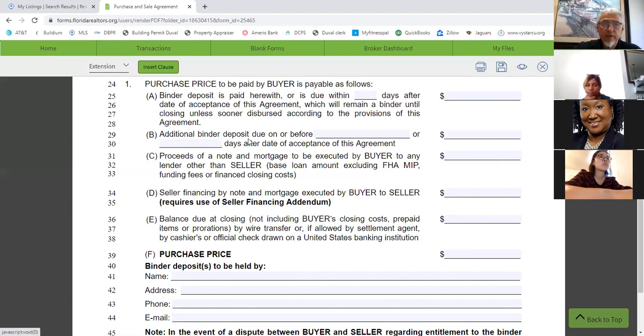Now, additional binder: in some cases, you're going to pay additional monies after something happens. Maybe after you get loan approval, you're going to pay additional monies. You would put that there. All of these monies should add up. If you put in a $4,000 binder and a purchase price of $400,000, do you have to fill in all these other lines to make it a contract?